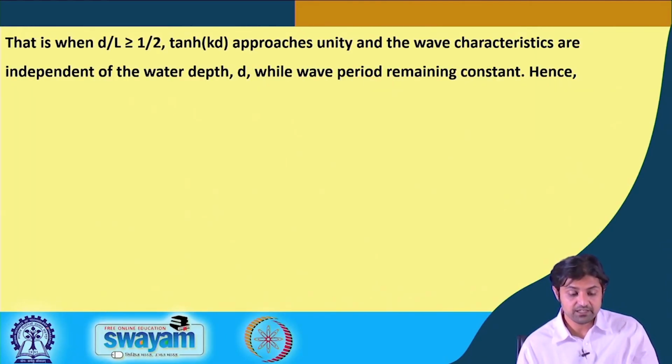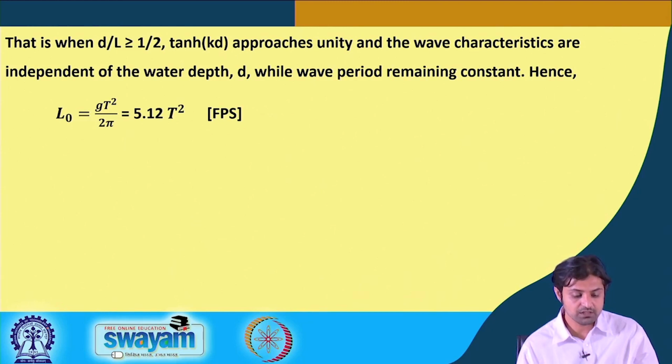That is, when d by L is greater than half, tanh kd approaches unity and the wave characteristics are independent of water depth. One important thing to note is that here the term d does not appear in this equation, because the term that contained d was tanh, and this tanh term goes to 1 in case of deep water. Therefore, all the wave characteristics are independent of the water depth. This is an important result.